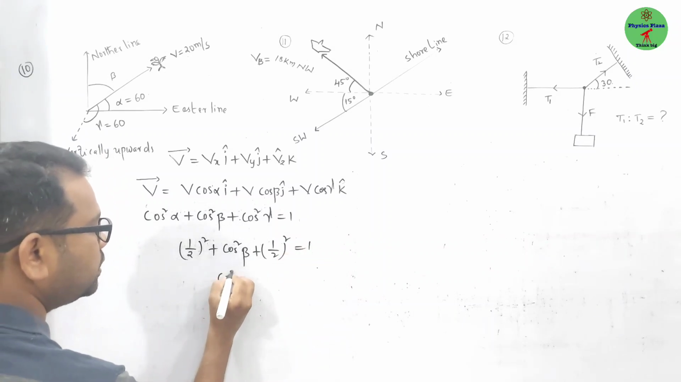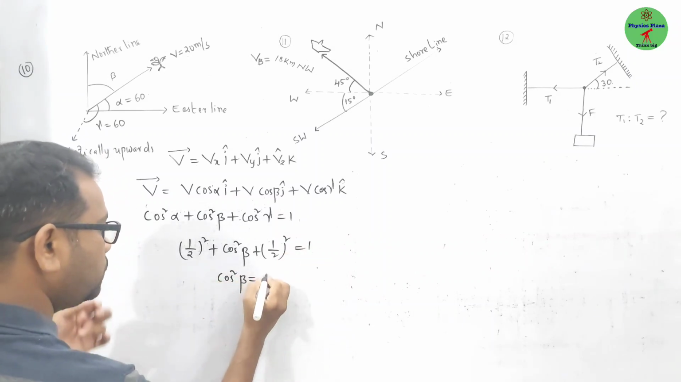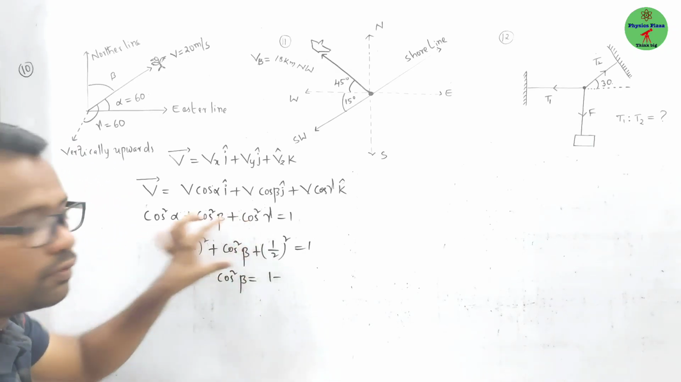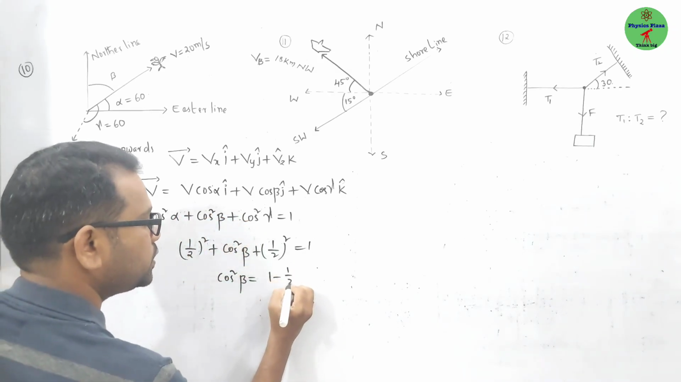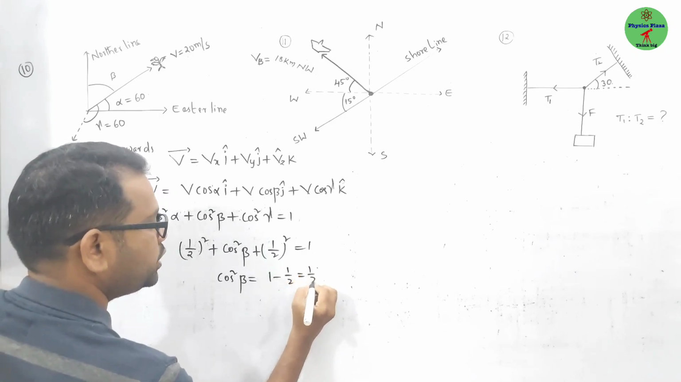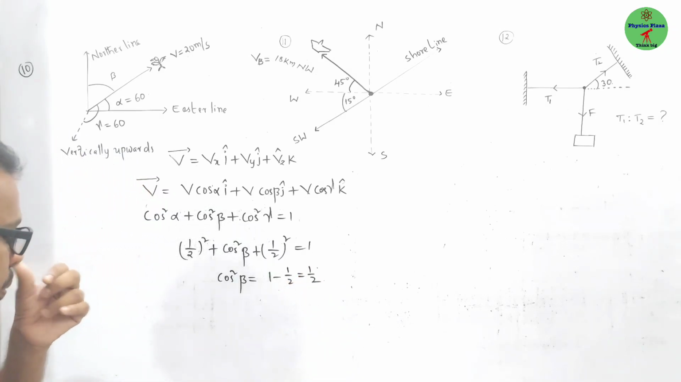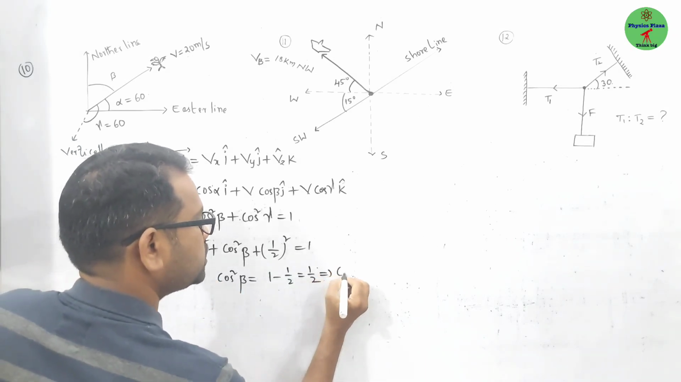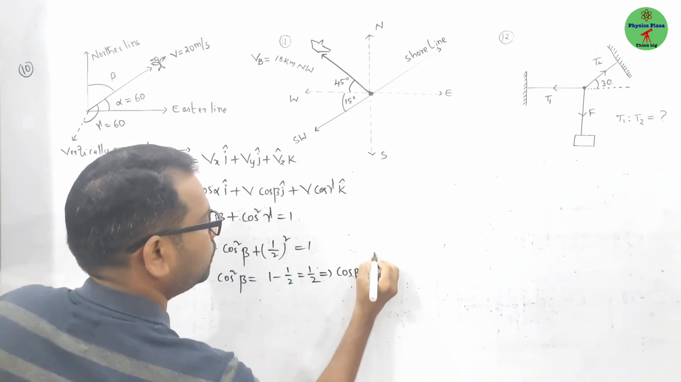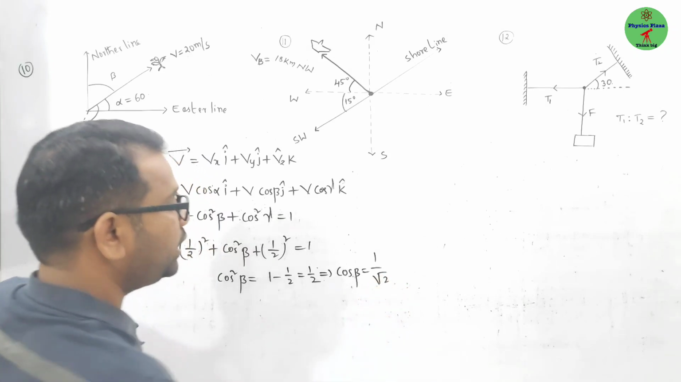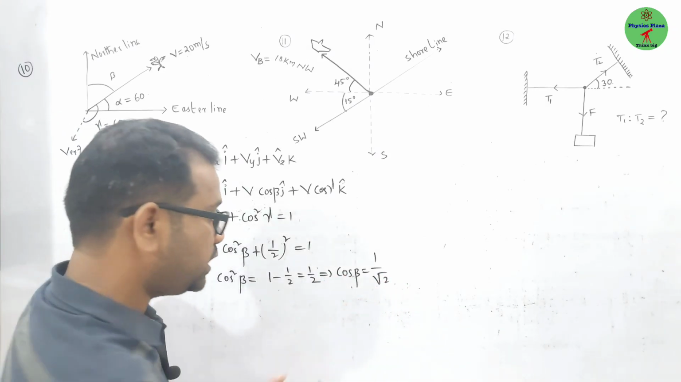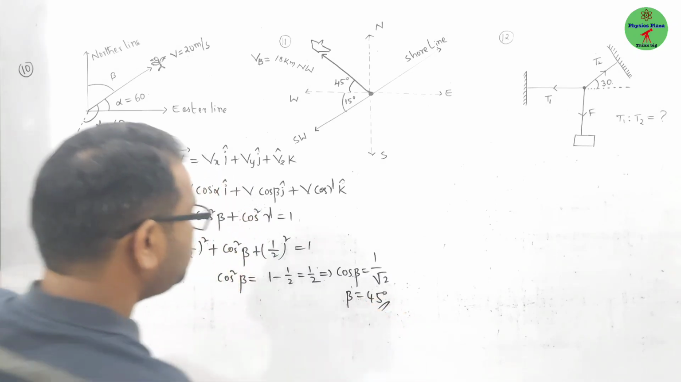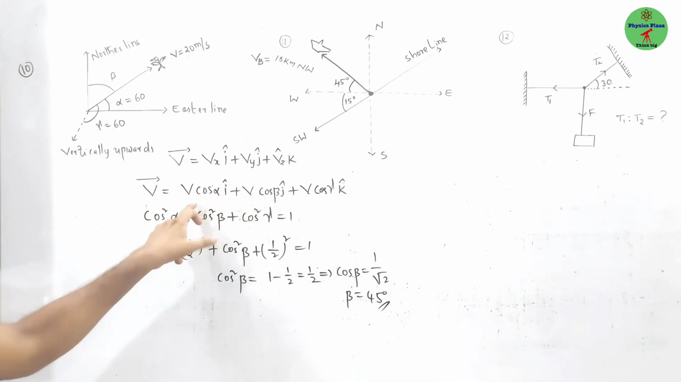So children, cos square beta is equal to 1 minus 1 by 4 plus 1 by 4, which is a half. So cos square beta is 1 by 2. Then cos beta is equal to how much? 1 by root 2. For what value of beta does cos beta take 1 by root 2, children? Yes, beta should be 45 degrees. That's it. Now substitute the values in this equation.